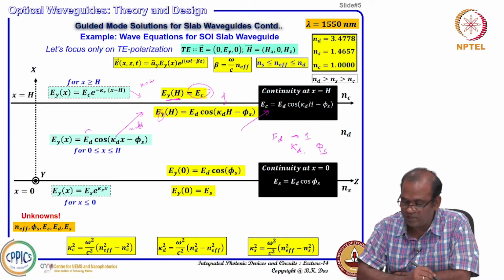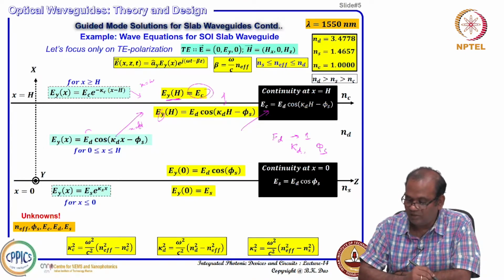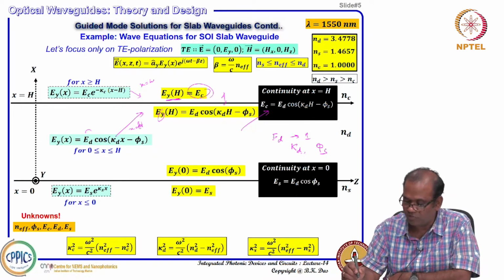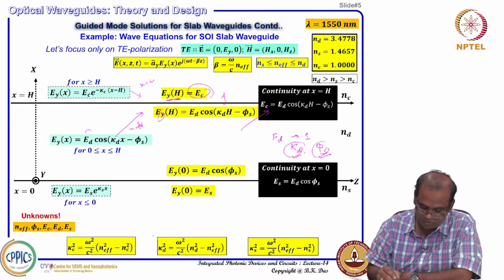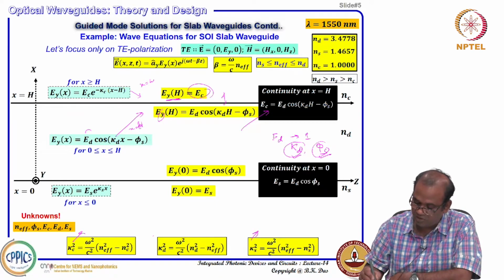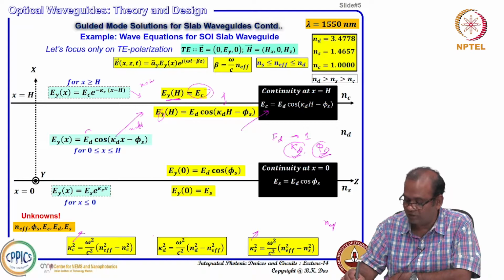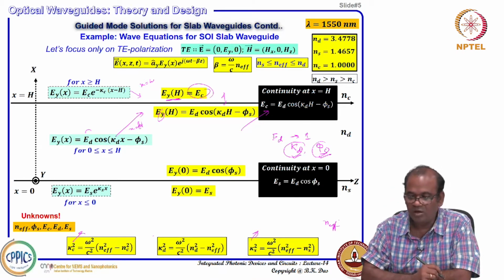Okay. So now next thing is that E c, E d and E s, they are immaterial, they can be found from these equations obviously, but the next thing is how to find kappa d and phi s. So you need to derive a couple more equations to solve for kappa d and phi s. Of course we need to know not only kappa d and phi s, you need to know also kappa c and kappa s square, all of which will be known once you know the n effective. That is you should keep in mind, the effective index solution.